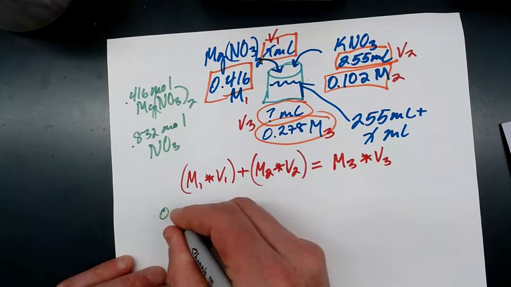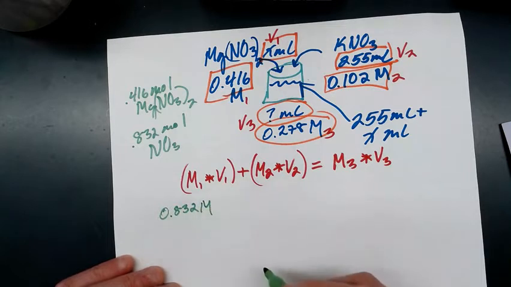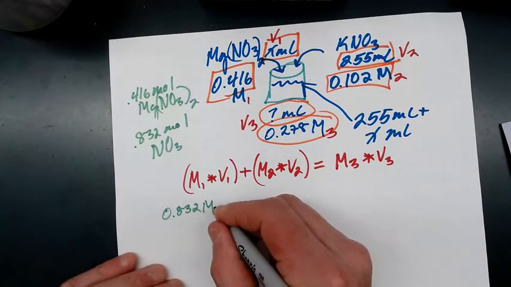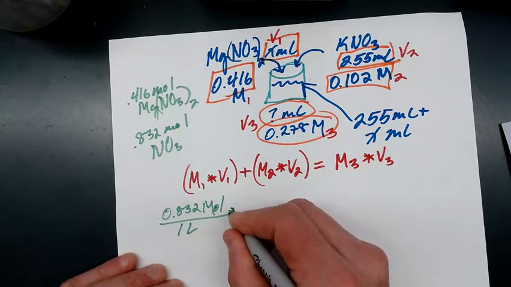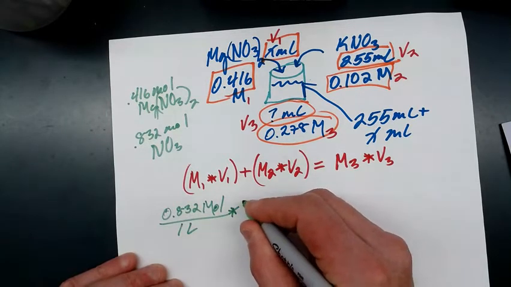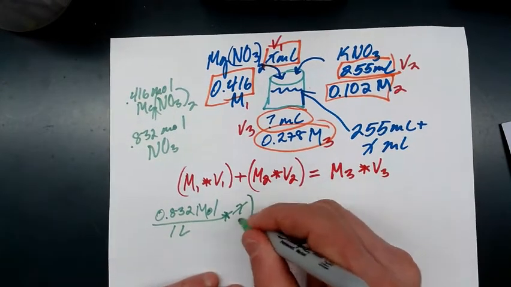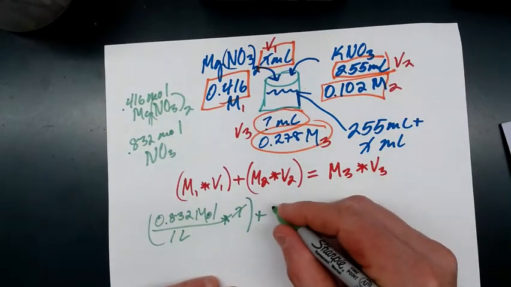So 0.832 big M, which is moles over liters. Very important here. So I can write moles over 1 liter. I'm going to multiply that times my X, so X, and that's going to be parentheses, and then my M2. Well, those are nice numbers.